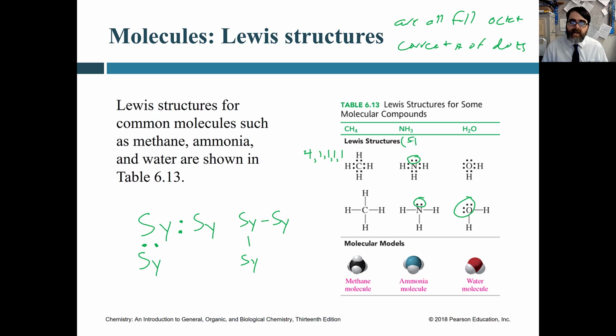Nitrogen has 5 valence electrons, hydrogen has 1 valence electron, and there's 3 of them, and so that's only 8 dots. Same thing over here on water. This one only has 8 dots.